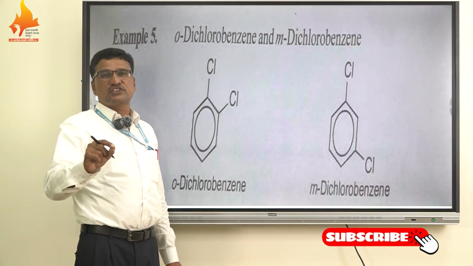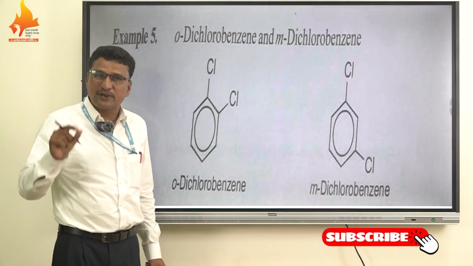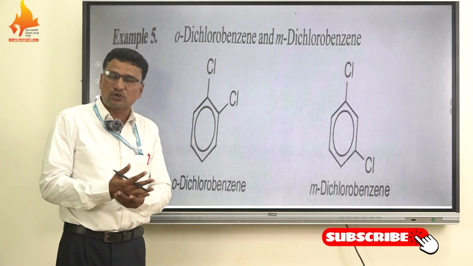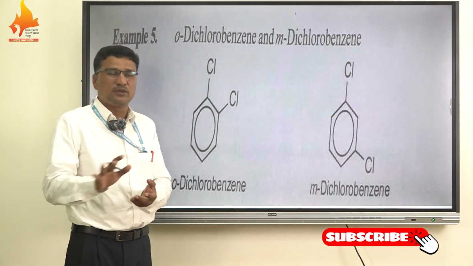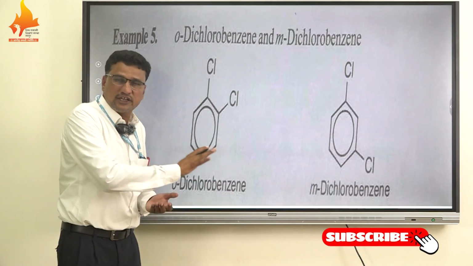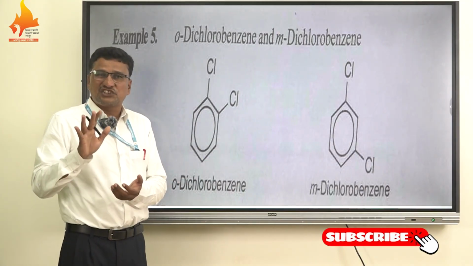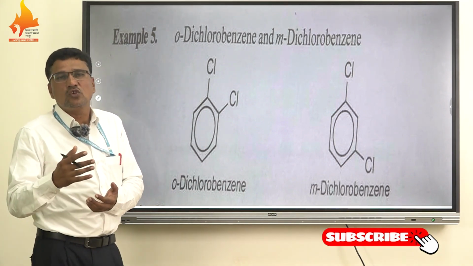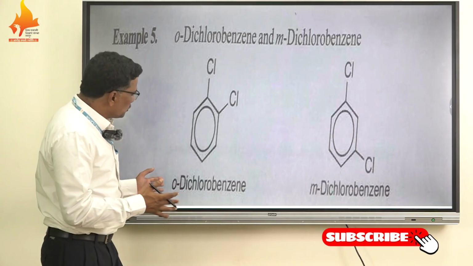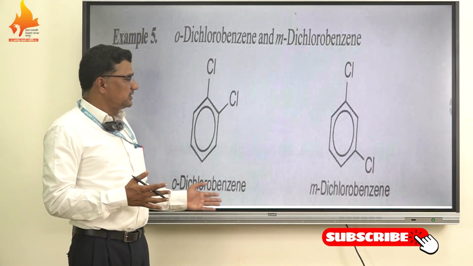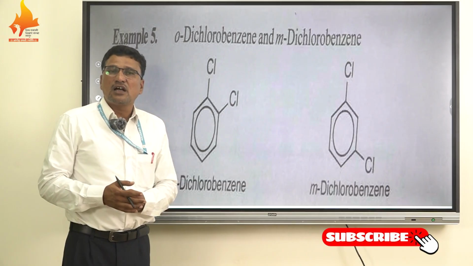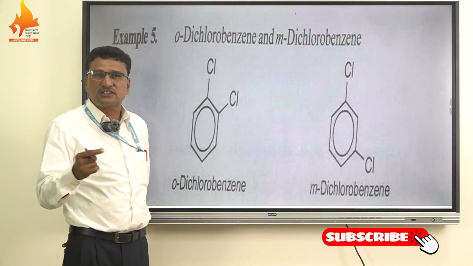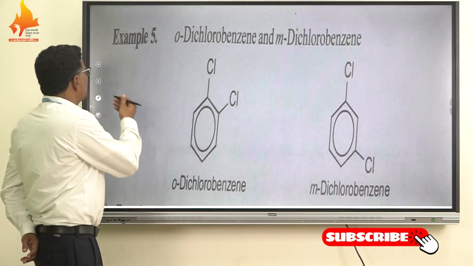The 1,2 position is ortho, the 1,3 position is meta, and the number of carbons, number of hydrogens, and number of chlorines are the same in both organic molecules, with the only change being the position of the chlorine atom, on 1 and 2 or 1 and 3. That's why these two, orthodichlorobenzene and metadichlorobenzene, are examples of position isomers, and the phenomenon is known as position isomerism.